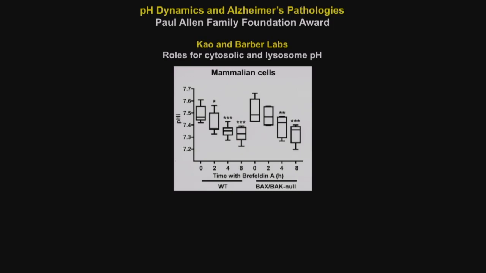So what we did is we treated mammalian cells with Brefeldin A to induce an unfolded protein response. And we get a decrease in pH, just shown here. But then we showed that this is independent of dying cells because we use cells that are null for Bax and Bak. So autophagy is inhibited. And we still get a decrease in pH.